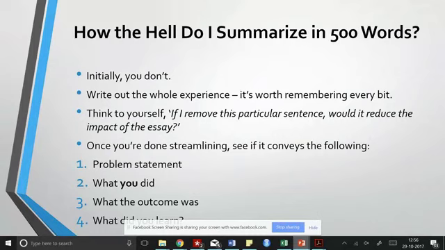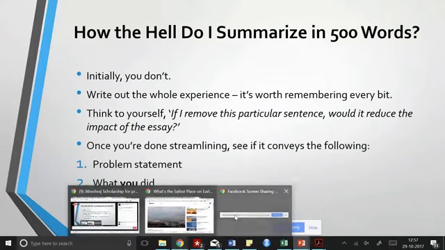So once you're done streamlining the process, just see if it conveys the following. First, does it clearly state what problem you're tackling? Second, what did you do as part of this entire experience? Third, what the outcome was. And I really hope all of you can get some tangible outcome. And finally, what did you learn from this, which is your takeaway. And that should be the most important part. So I think this should give you a brief idea on how you can approach problem structuring and problem solving.